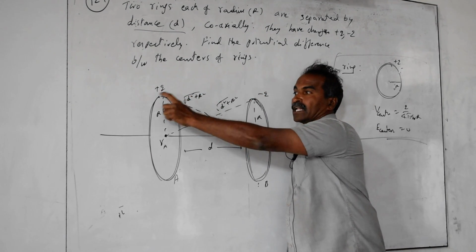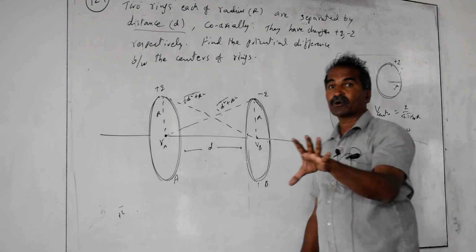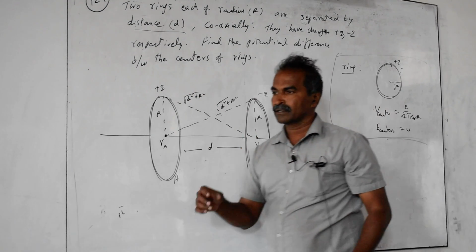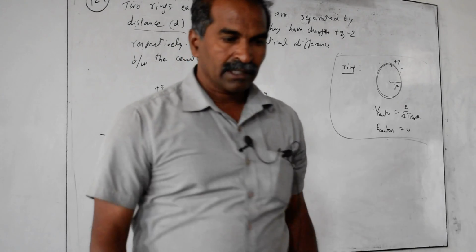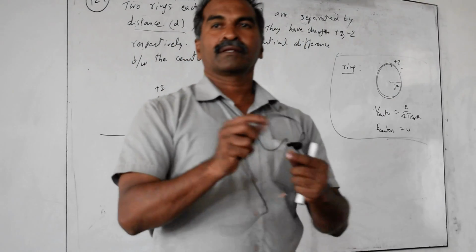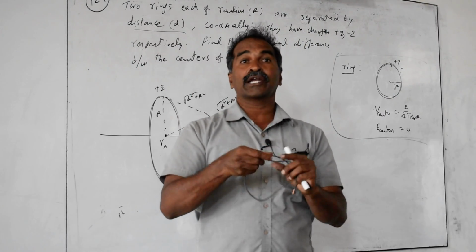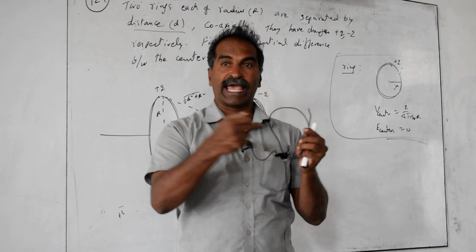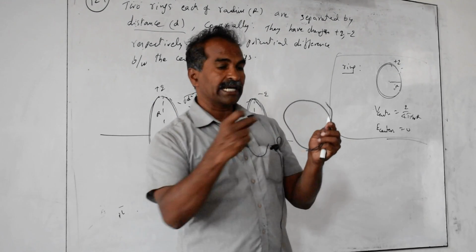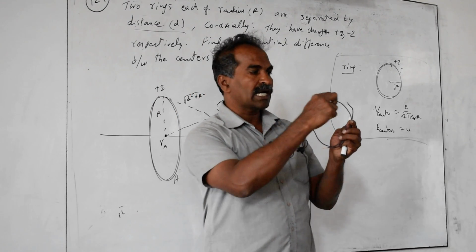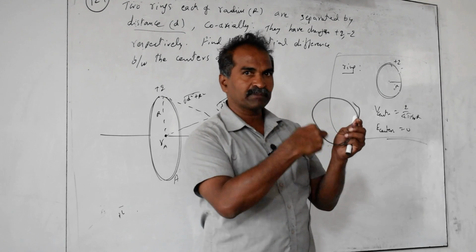Not only at one place, the charge is everywhere on the ring, but potential is a scalar. This is not related to the magnetic field, where we calculate the field on the axis. Here, at any point you take, the charges are only on the tips of the ring.